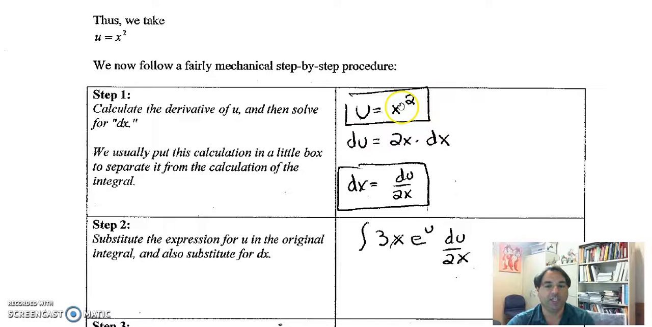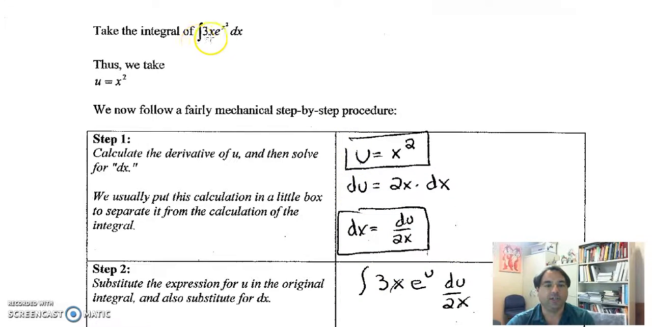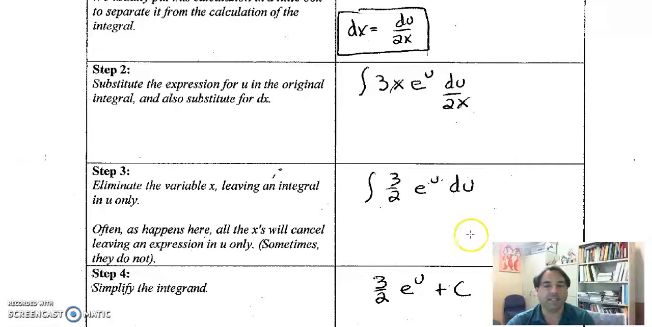So we're going to substitute in u equals x squared, and we're going to substitute in dx equals du over 2x. So our problem, again our original, the integral of 3x e to the x squared dx, we're going to have the integral of 3x, e to the, instead of x squared we put u, and instead of dx we put du over 2x. And like we mentioned earlier, the x over x is 1, so it simplifies out. So we have the integral of 3 over 2 times e to the u, du.